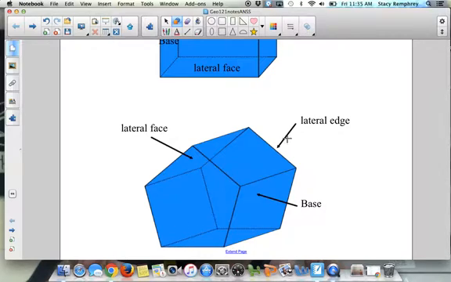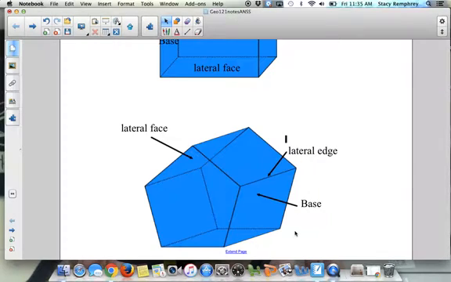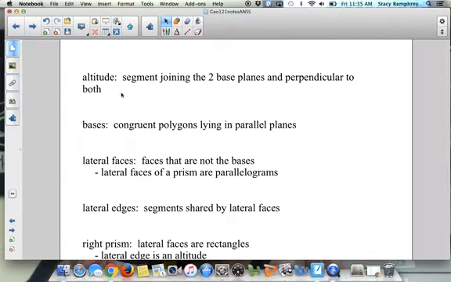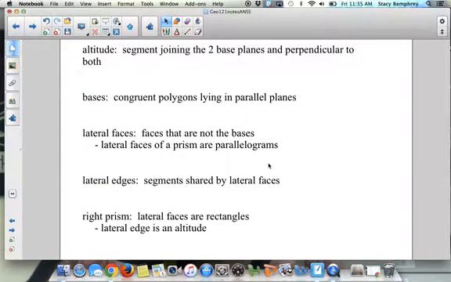The lateral edge might be a little hard to see here. The lateral edge is actually here, where the lateral faces meet. A base edge is just the edges of the base. I have some vocabulary here.